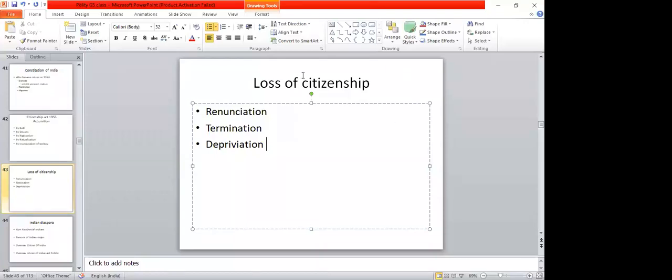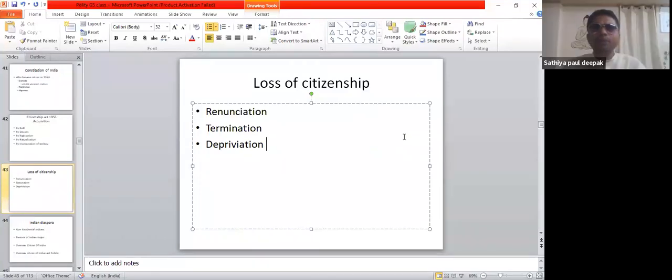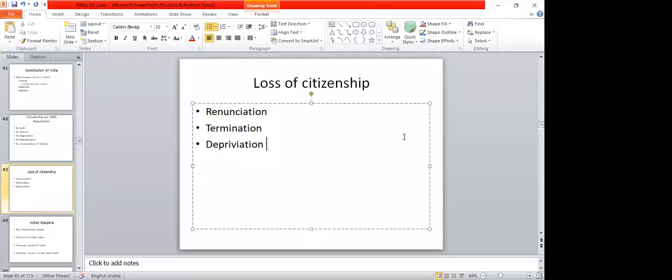If under termination a person acquires a foreign citizenship and his Indian citizenship automatically terminates, then what is the need for renunciation? Renunciation is where the government gives you an opportunity. Termination happens even if you're not informing, and it will be cancelled. I'll explain the significance of termination with a scenario in the next class. You'll understand.